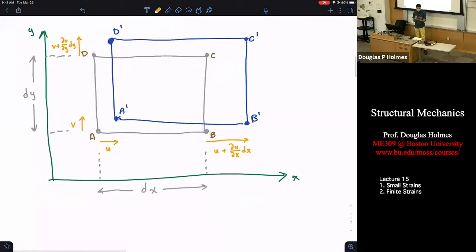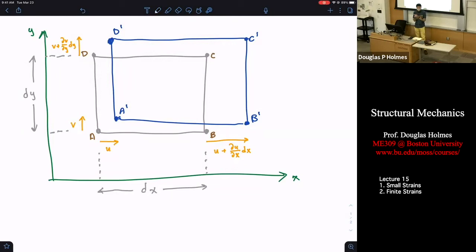So let's look here. Strain is going to be the change in length relative to the initial length here. So we can pretty clearly see that our u's are going to go away.